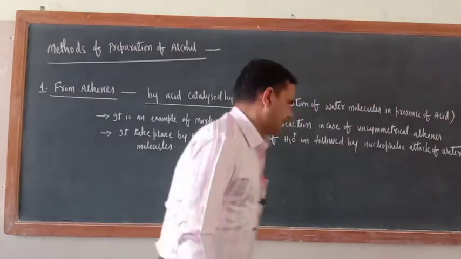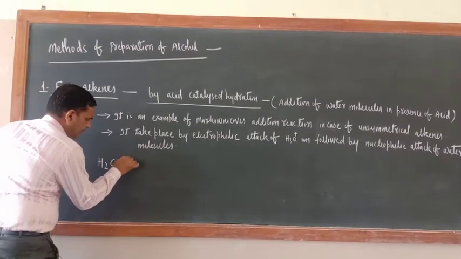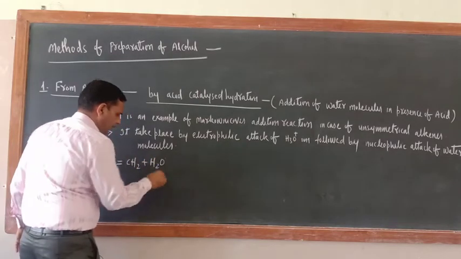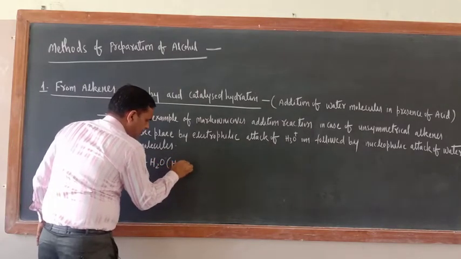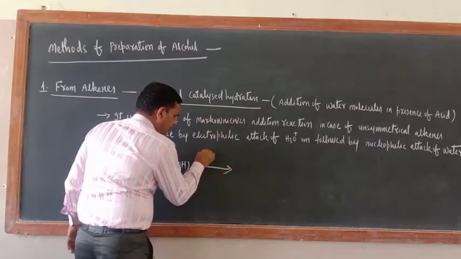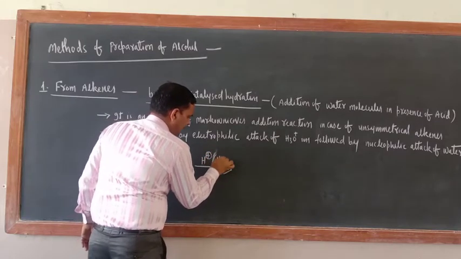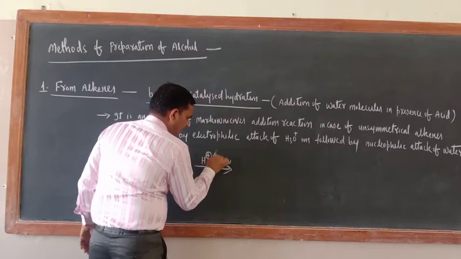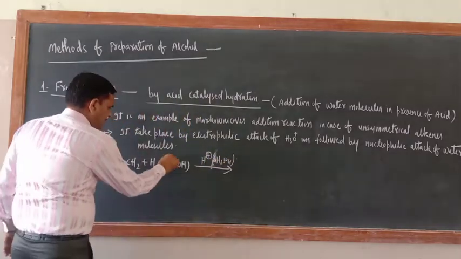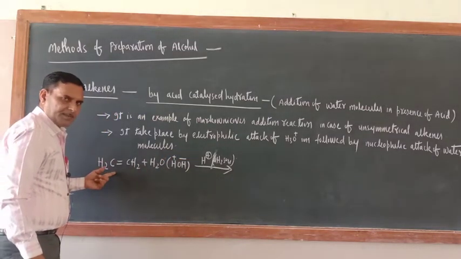This is a simple alkene, H2C double bond CH2 plus H2O. This can be written as HOH also, and here there is H positive. What is the meaning of H positive? This H positive has come from dilute H2SO4. So now just see, this is H positive, OH negative. This is an example of a symmetrical alkene.